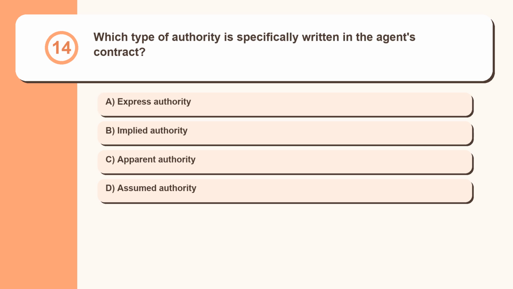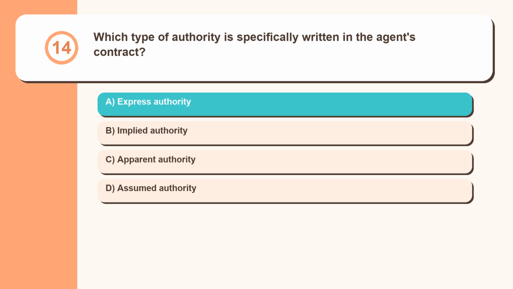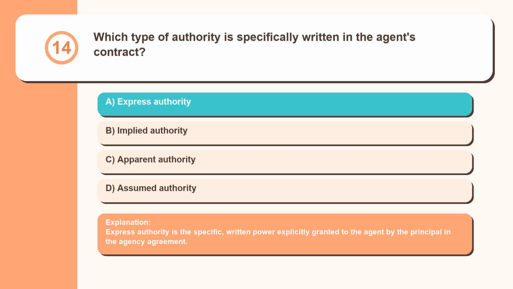Question 14. Which type of authority is specifically written in the agent's contract? Express authority, implied authority, apparent authority, assumed authority. Express authority is the specific, written power explicitly granted to the agent by the principal in the agency agreement.